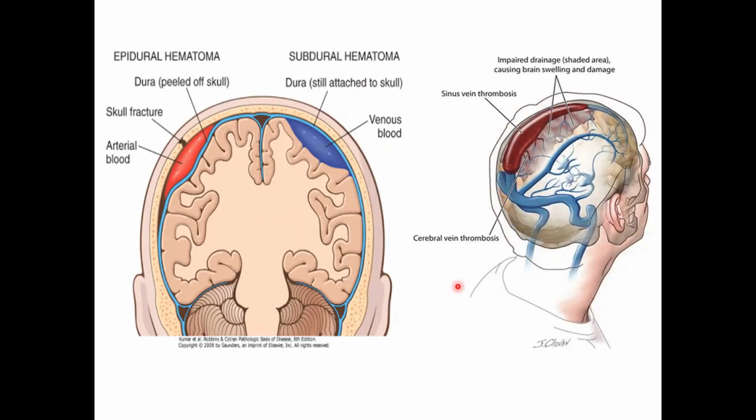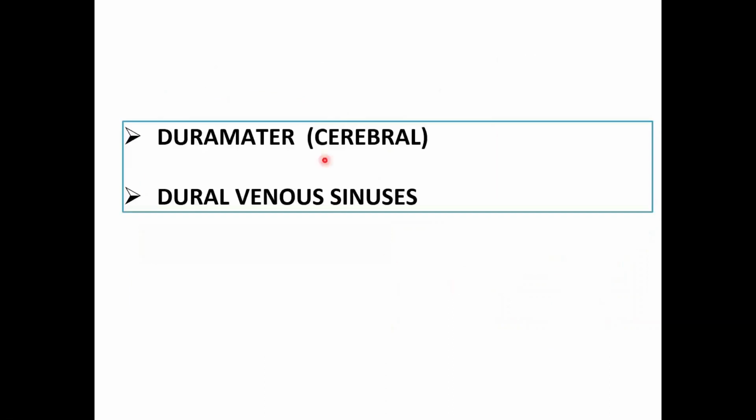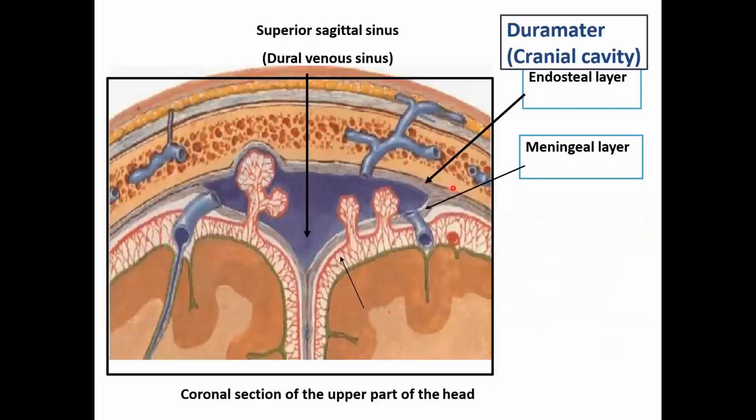So in this lecture, we will study the structure of the dura mater around the brain, that is the cerebral dura mater, and also the venous sinuses enclosed in between these layers, that are the dural venous sinuses. First, the dura mater around the brain.